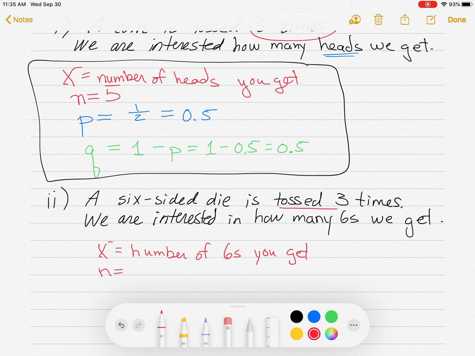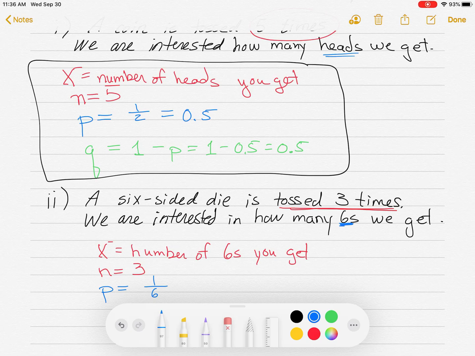All right. N, that's the number of trials. How many trials do we have? Well, we have 3 trials, right? We toss our die 3 times. So N is 3. What's our probability of success on a single trial? So what's the probability of getting 6? So you have 1 6, right? Out of a total of 6 possibilities. 1, 2, 3, 4, 5, or 6. So 1 in 6 chances of landing on a 6. Okay, so what's 1 divided by 6? 1 divided by 6 is 0.16 repeating.